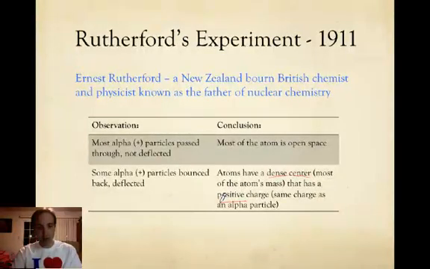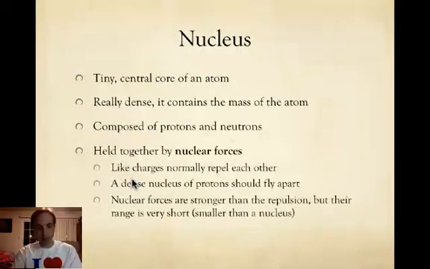Now, the reason why he knew it had to have a positive charge is that when we deal with charges, like positive and negative, if you had a positive and a negative, they would be attracted to each other. They would stick. But if you have a positive and a positive, they repel. So he knew the nucleus had to be positive because alpha particles are positive, and that's the only reason why it was deflecting and not sticking.